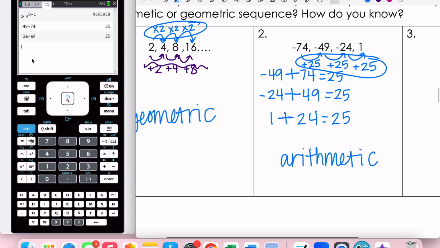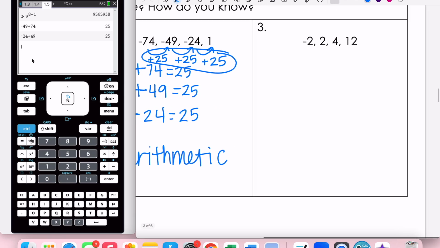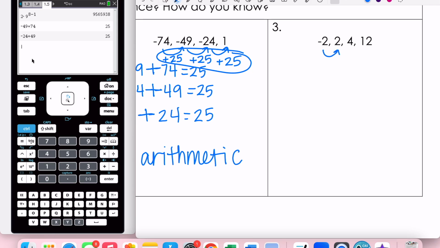Okay, number 3. To get from negative 2 to positive 2, I add 4. To get from 2 to 4, I add 2. To get from 4 to 12, I add 8. So this is not going to have a common difference.